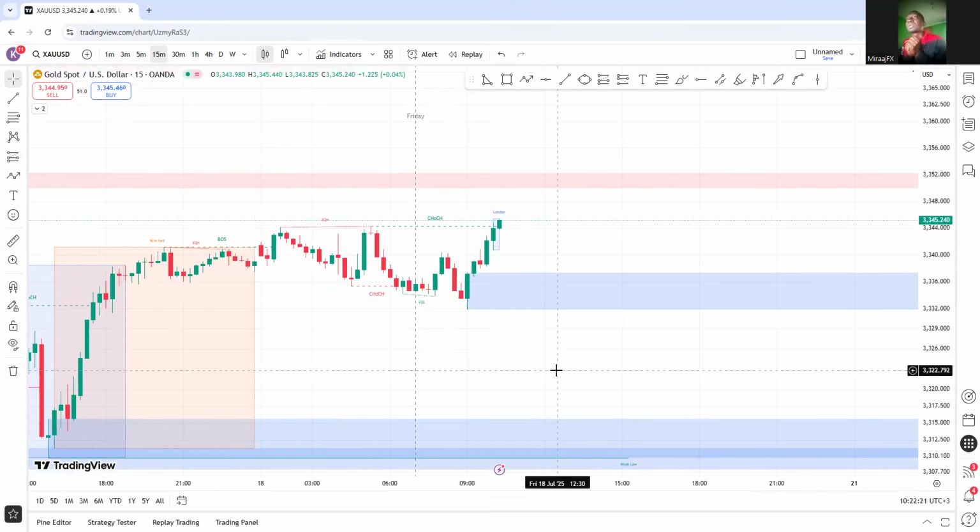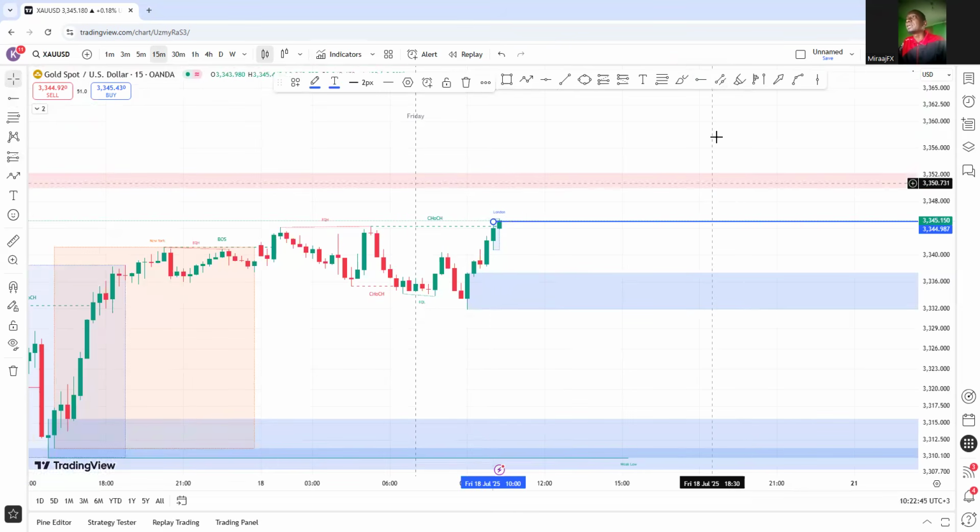But now the most important thing is that at the opening of every session, you look at the first 15 minutes time frame. Some use the 5 minutes, some use the 15 minutes, and others use the 30 minutes. But for me, my all-time favorite is the 15 minutes time frame. So you need to mark the high and the low of the first candle.